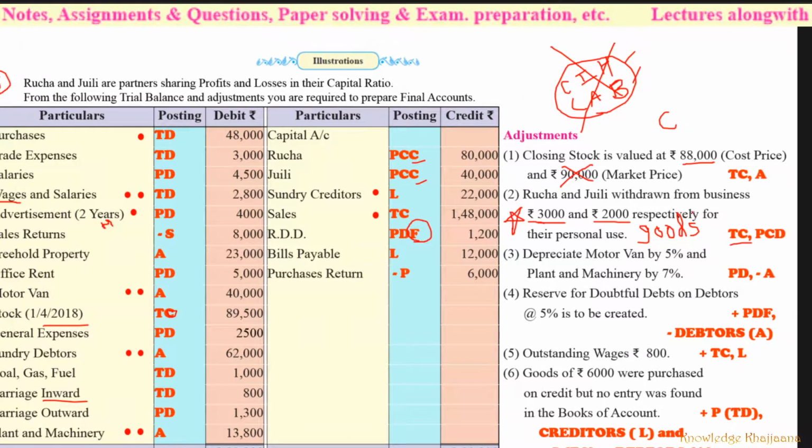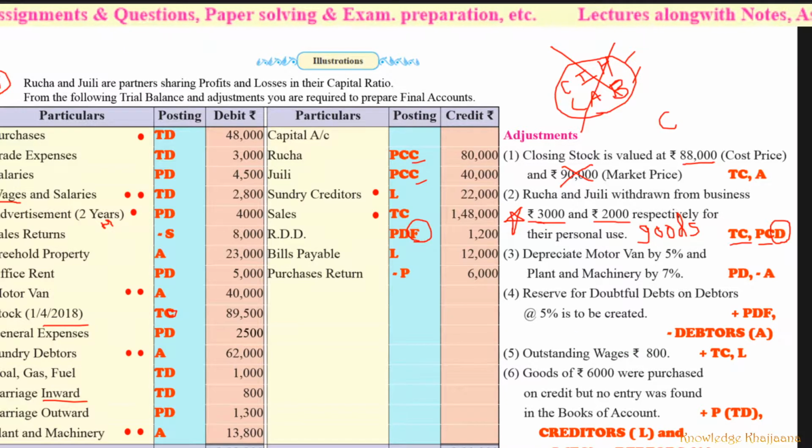The goods withdrawal should be recorded on the trading account credit side, and similarly the drawings should be recorded on the partners' capital account debit side. Then the third adjustment: depreciate motor gun by 5% and plant and machinery by 7%. Depreciation goes to the profit and loss account debit side, and that much depreciation value should be deducted from the asset.